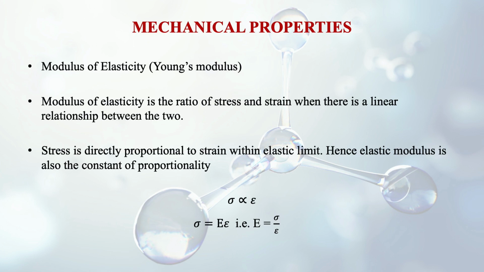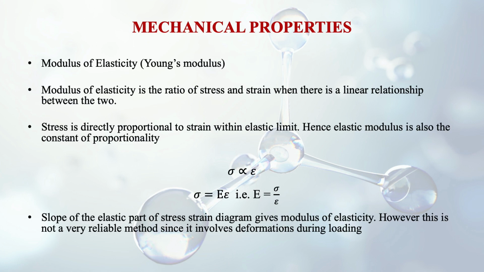So you can see the sigma is given, the epsilon is given. Sigma represents the stress, epsilon represents the strain. And when we connect both these, because they are directly proportional, sigma becomes equal to E into epsilon. And this E here, the capital E, is known as the Young's modulus, given by sigma divided by epsilon. So the slope of the elastic part of a stress strain diagram gives us the modulus of elasticity.